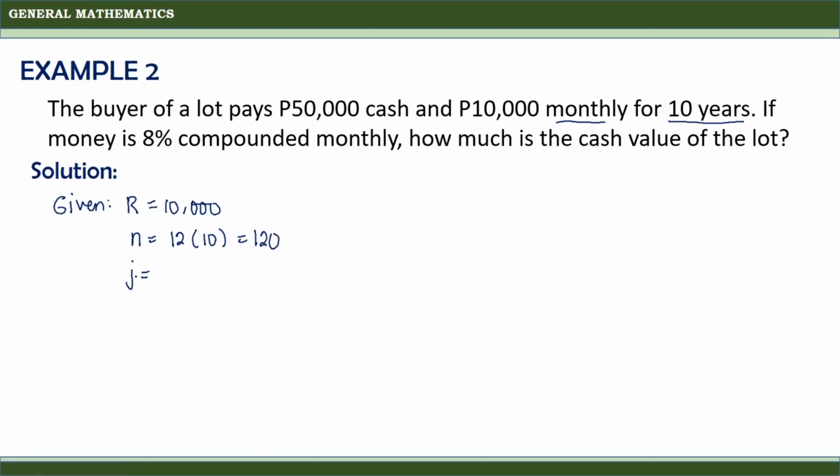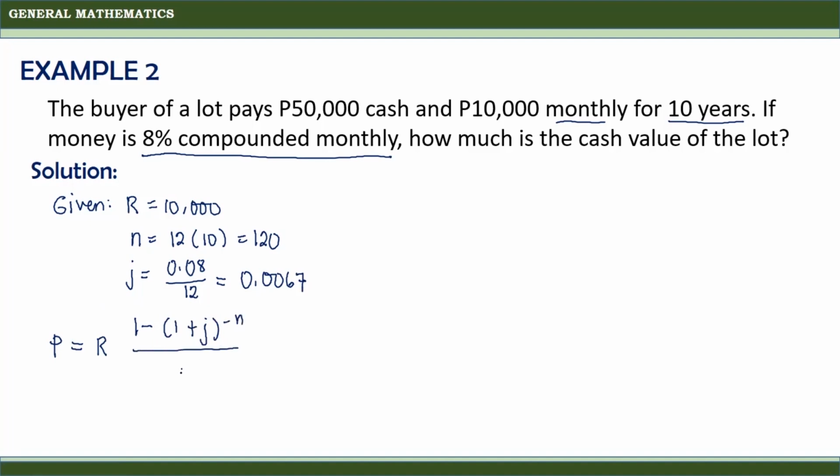J, which is the interest rate per period, is equal to 0.08 divided by 12 since it was given that the money is 8% compounded monthly. So when we simplify, this is equal to 0.0067. Remember that for us to be able to solve for the present value, we will be using the formula P is equal to R times 1 minus quantity 1 plus j raised to negative n all over j.